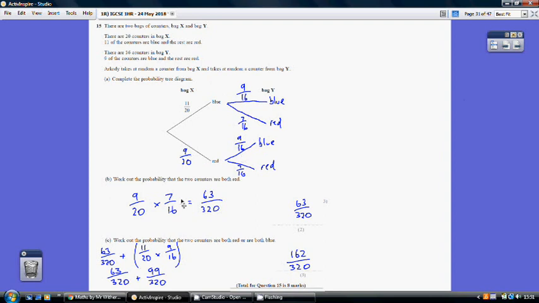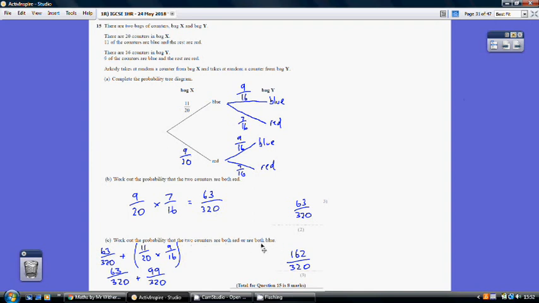Now part B, work out the probability that the two counters are both red, so it needs to be red and then red again. So 9 over 20 multiplied by 7 over 16. Remember, when it's an and, you multiply, so it's top times top, bottom times bottom, gives us 63 over 320.